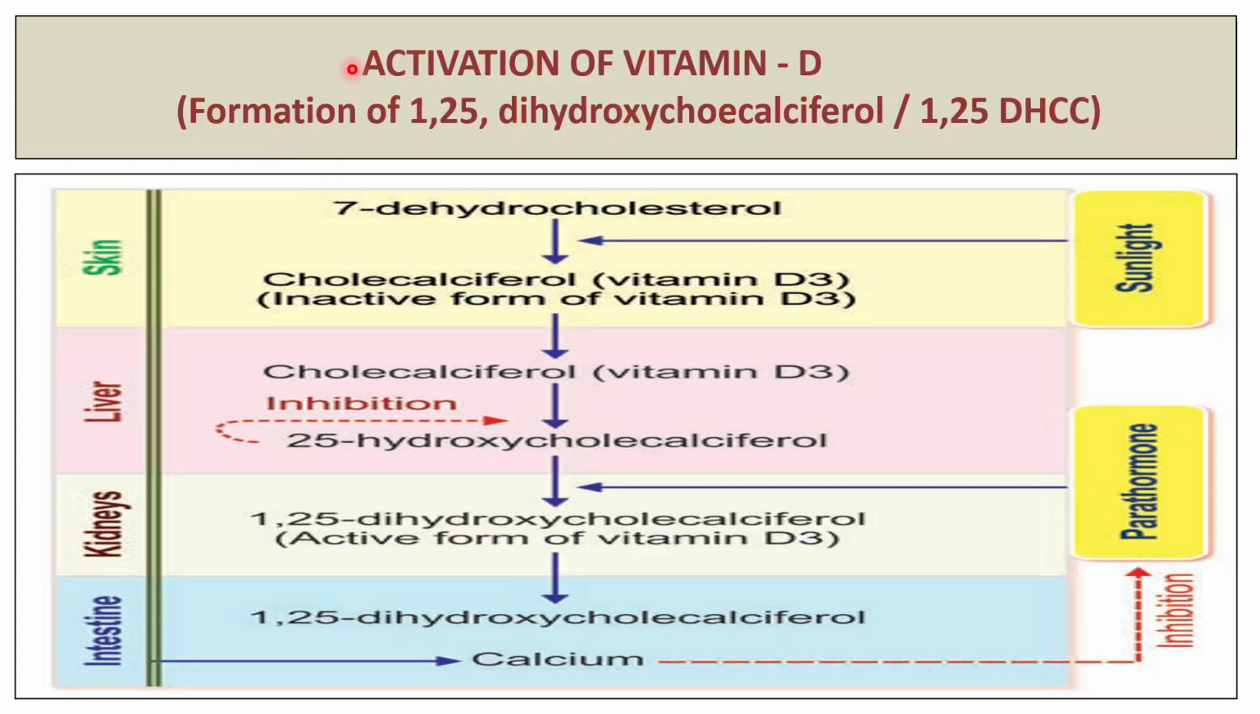First, we have to start with how vitamin D is activated, how there is a formation of 1,25 dihydroxycholecalciferol. In the skin, there is 7-dehydrocholesterol, which, with the help of ultraviolet sunlight, which is more present in the morning, is converted to cholecalciferol, which is vitamin D3, and this is the inactive form of vitamin D3.